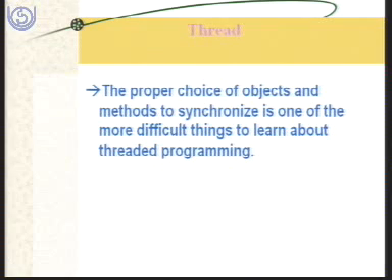And next, in multi-threading, the proper choice of object method to synchronize is one of the more difficult things to learn about the threaded environment. As I said, primitive data cannot go under a synchronized class. If you have to put something under synchronization, it should be an object. Inside that object you may access its member variables or state data, but independent primitive data cannot be synchronized. So synchronization can be applied only on objects in Java.